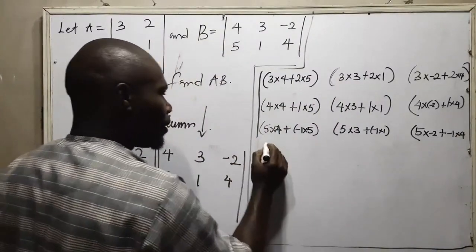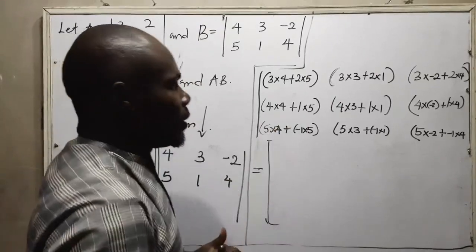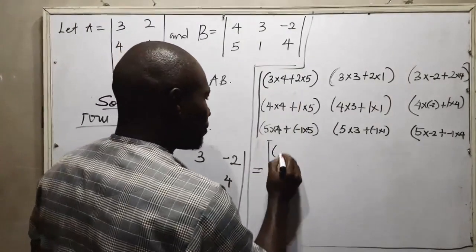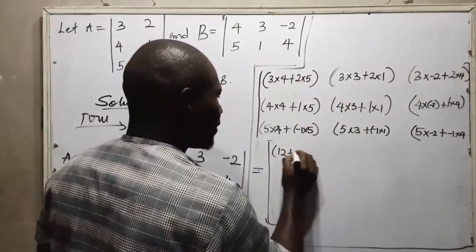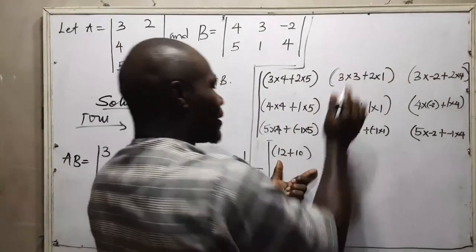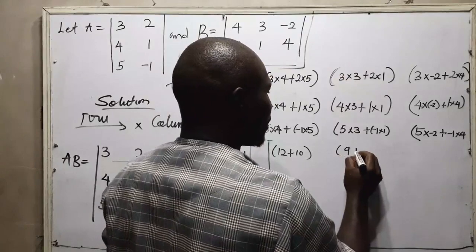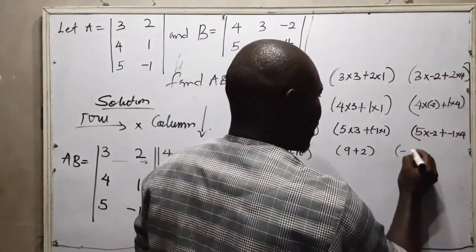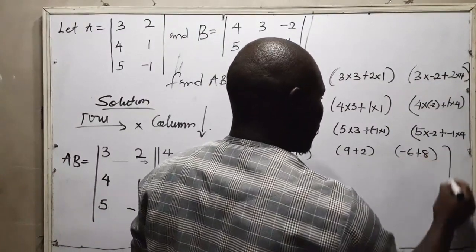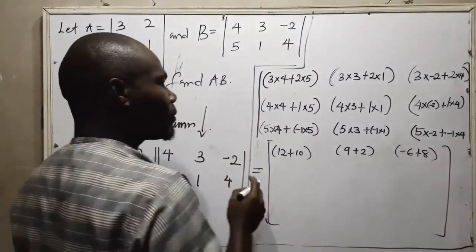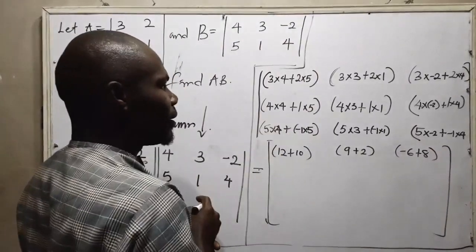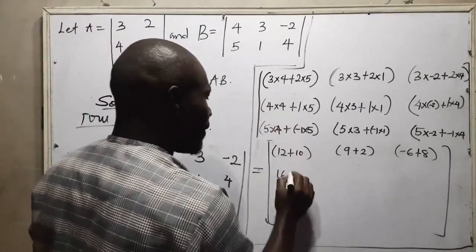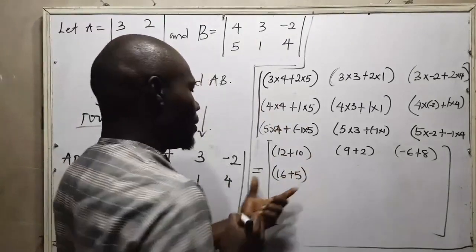So, let's now try to multiply. Together we have, this is 12. Bracket 12 plus 10. You put it here. This is 9. 9 plus 2. Now, this is minus 6 plus 8. You close the array bracket. This is 20. This is 16. 16 plus 5.